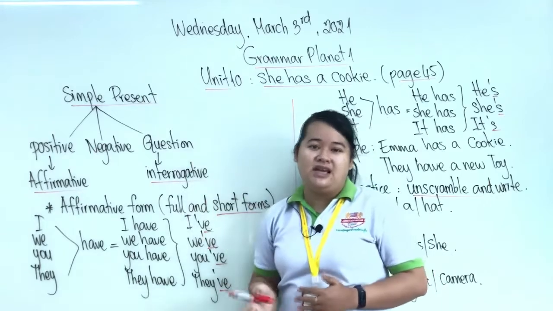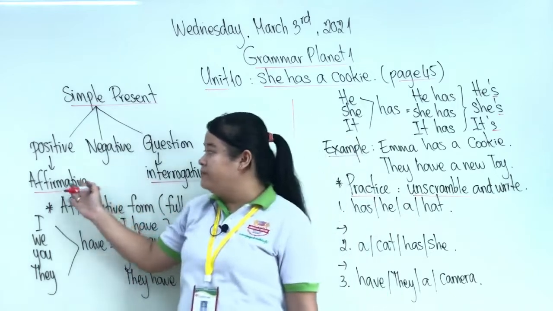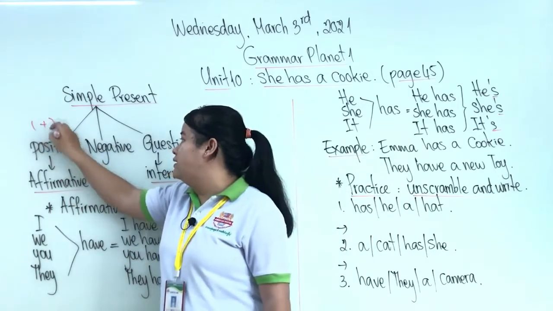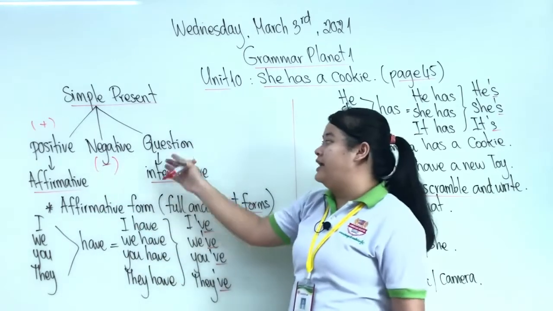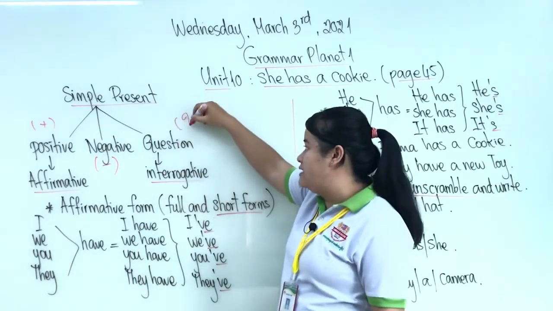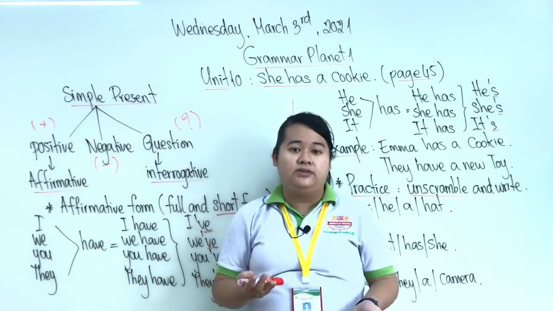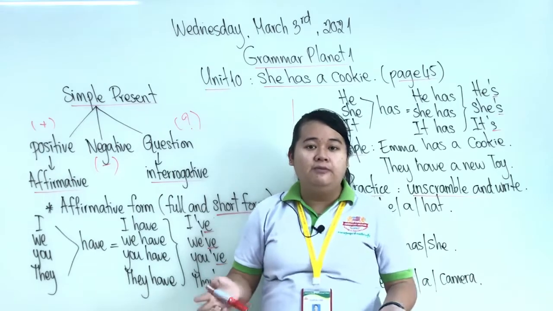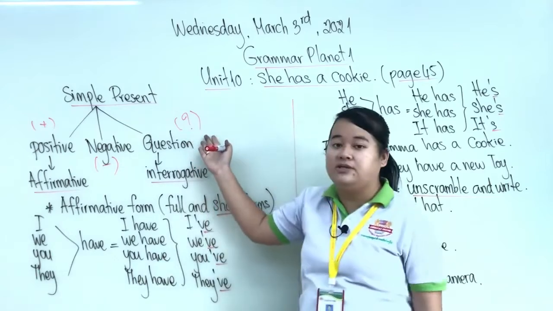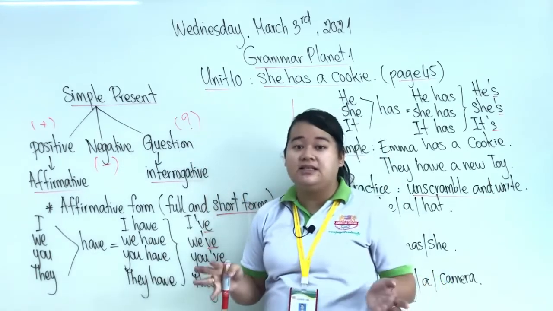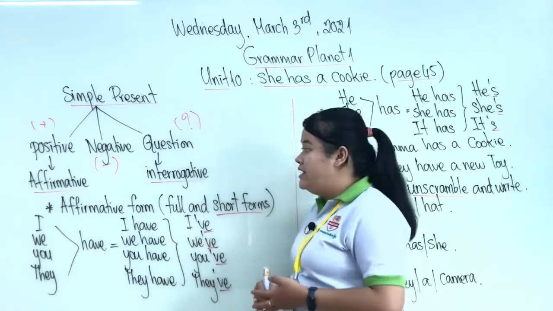And what is the sign of the three forms? The sign of positive is plus, right? And for negative, the sign is minus. And for question, the sign is a question mark, right? So some sentences don't put the full form like positive, negative or question. Sometimes they just put the sign like this only, so you know whether that sentence is negative, positive or question, right? Okay, so now let's look at this one.